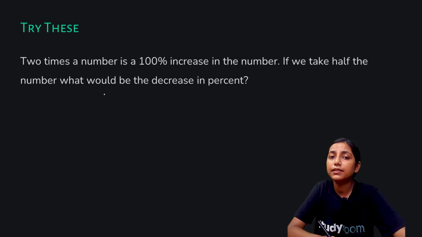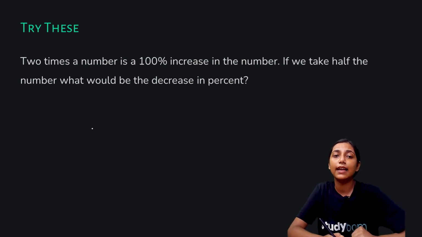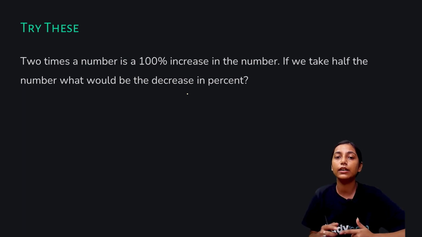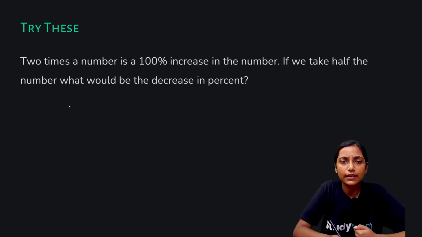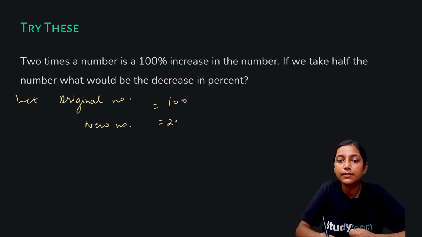Now we have 2 times a number. This is a very different example from the previous one. In this example, it's given that 2 times a number is a 100% increase in the number. If we take half the number, what would be the decrease in percent? Now in this, we need to find the increase or decrease in percentage, right? So let the original number equal 100. Now 2 times this number, the new number, will be 200.